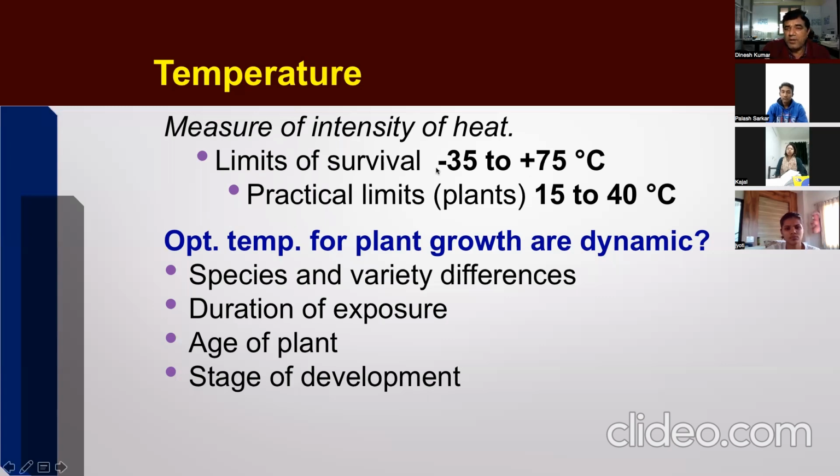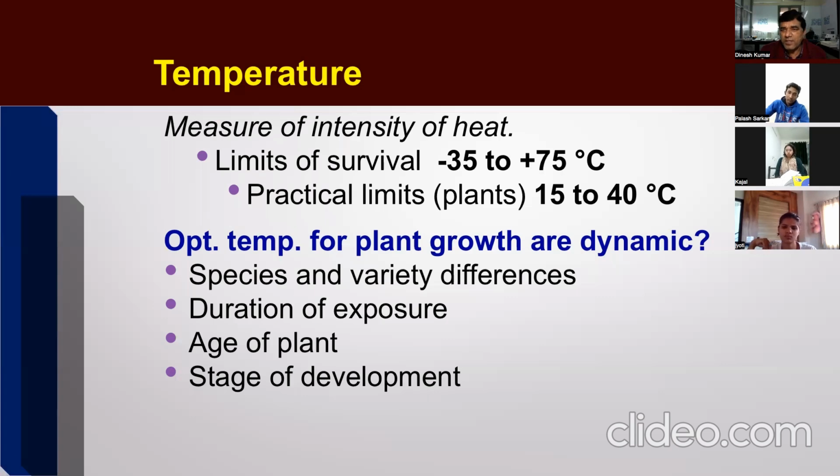Limits of survival are normally -35 to +75 degrees centigrade temperature. Many organisms, particularly lower organisms, can survive in this range, -35 to +75 degrees centigrade. Even you can find life on the Antarctica, where you have very cold temperatures. And there are very hot places in the world, and that can be up to 75 degrees centigrade.